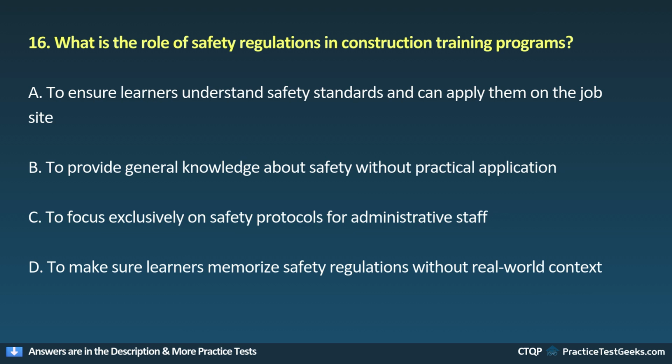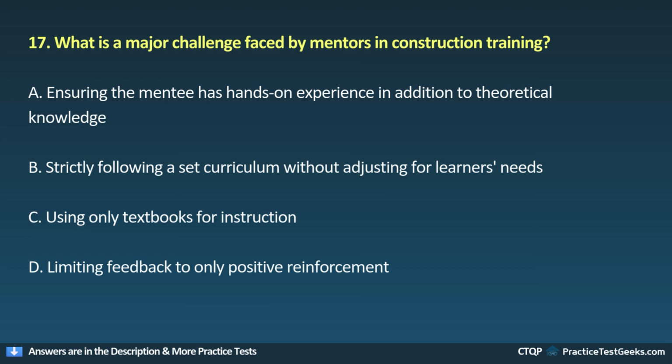16. What is the role of safety regulations in construction training programs? A. To ensure learners understand safety standards and can apply them on the job site. B. To provide general knowledge about safety without practical application. C. To focus exclusively on safety protocols for administrative staff. D. To make sure learners memorize safety regulations without real-world context.